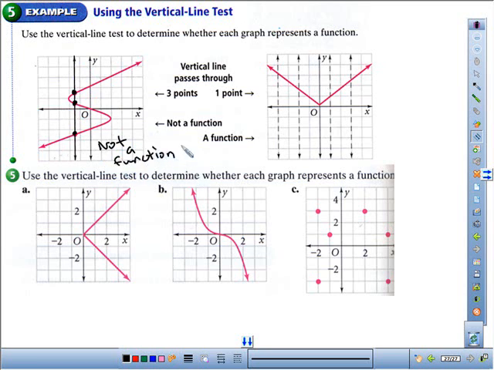Right? Now, over here, you're going to notice if you draw vertical lines throughout the whole diagram, picture, it will always only touch at one point. Okay? If it touches only at one point throughout the whole picture when you're drawing different vertical lines, it is a function. So this is a function.